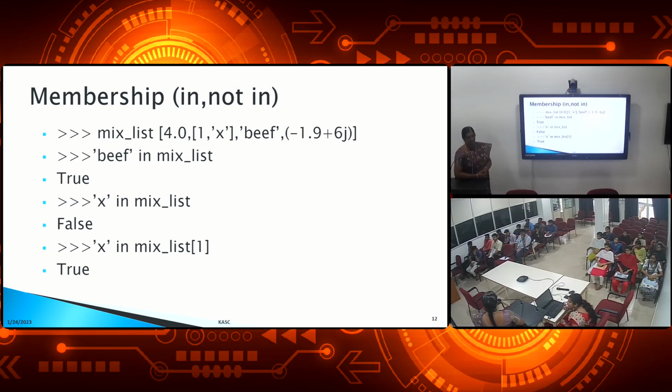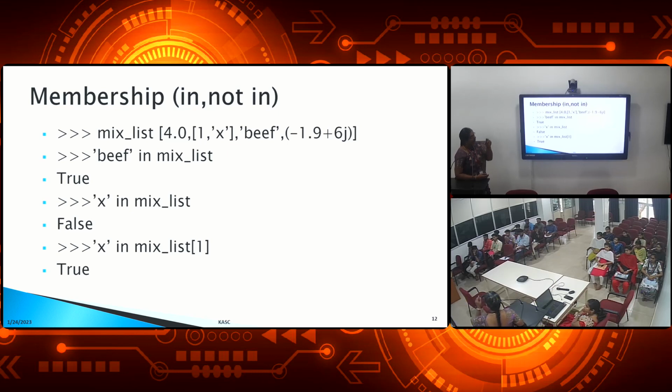And sometimes, in the previous slide, we discussed checking a condition, whether a particular element is available in that particular list or not, right? For that we use some operators, in and not in, right? So I'm going to check whether that particular element is available in that particular list.